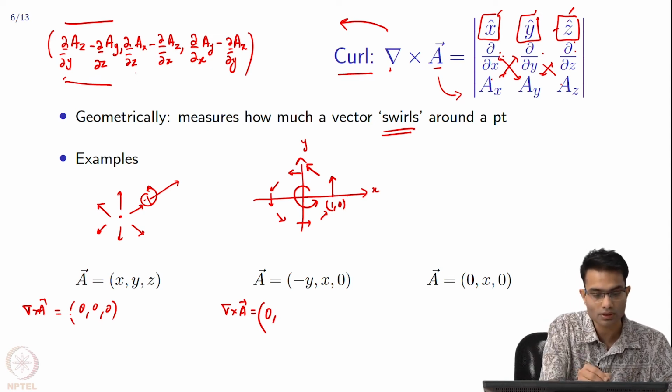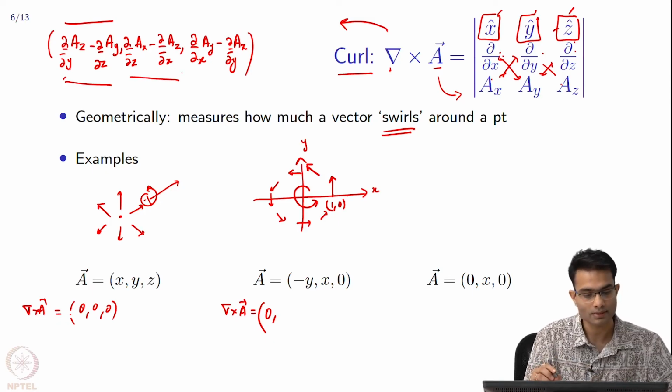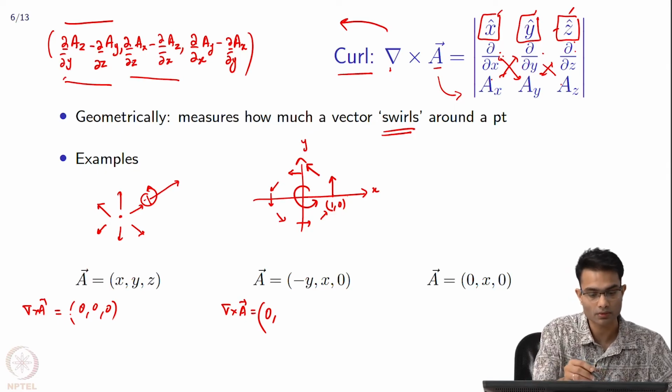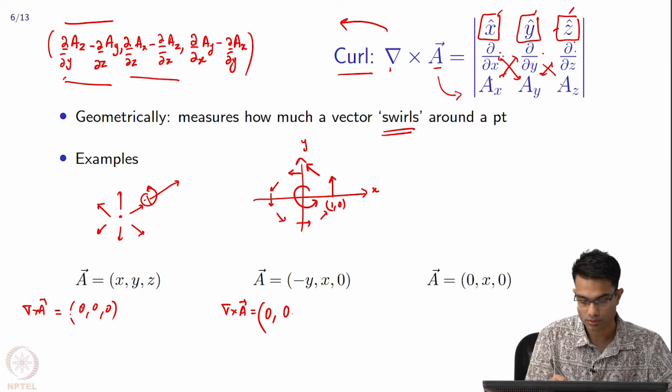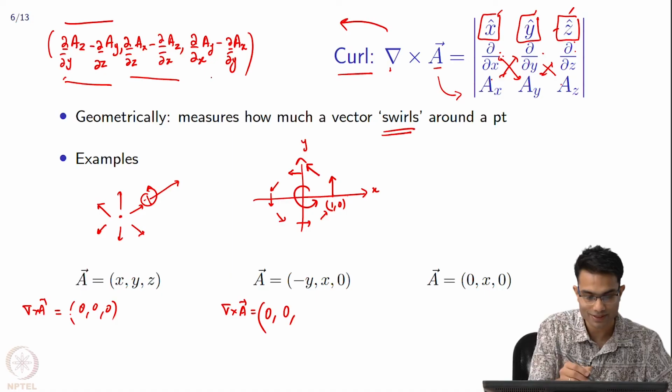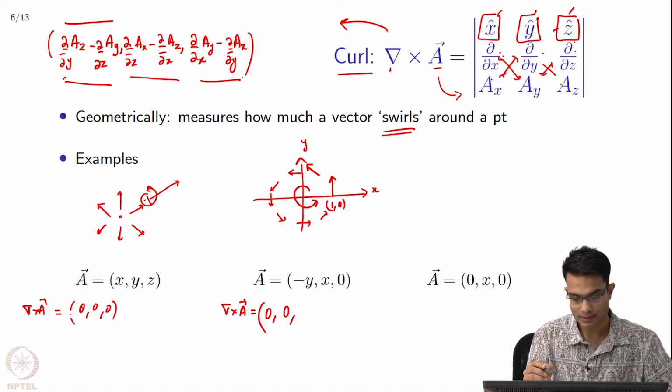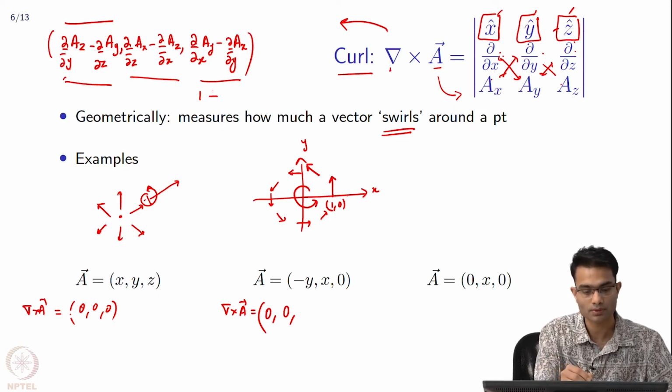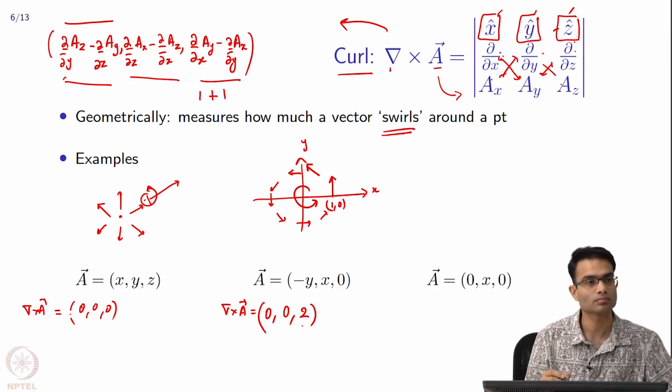Now let us go to the second component over here. Ax is minus y, but the derivative with respect to z is 0, and Az is 0. So, this term is also 0, okay. Look, is our intuition in trouble? Let us find out. Let us take the third term over here. Ay is x, so dAy by dx is 1, minus the other term, Ax is minus y, so dAx by dy is minus 1. Minus minus becomes plus, so this becomes 2.